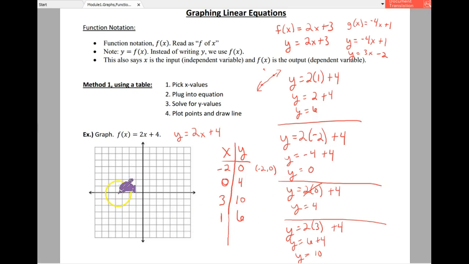Alright, so now I'm going to plot these points. Starting at the origin, I go negative 2 on the x-axis, and then I don't move up or down. Next, I'm going to start back at the origin. I'm not moving left or right, and I go up 4.